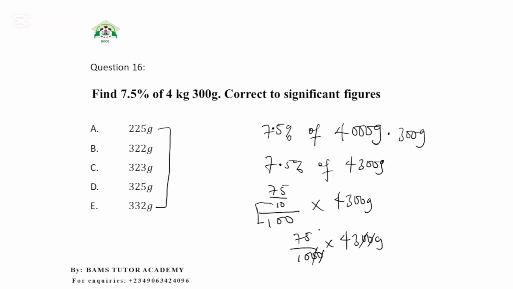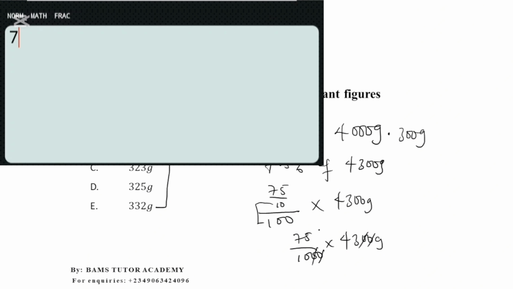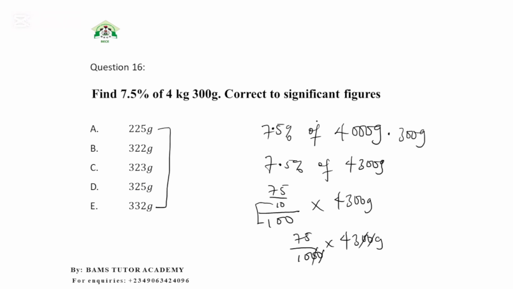If I want to plug that value into the calculator, I will have 75 over 10, then times 43. That should give me 322.5. If I want to convert that to three significant figures, I got 322.5. This is rounded up to 1, so that will be 323, and that's option what? Option C. Very easy stuff.